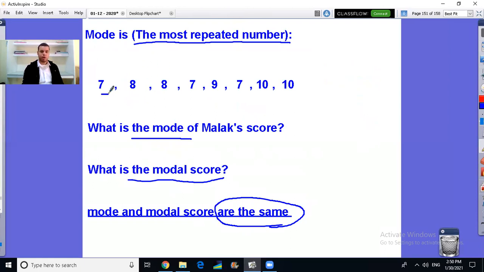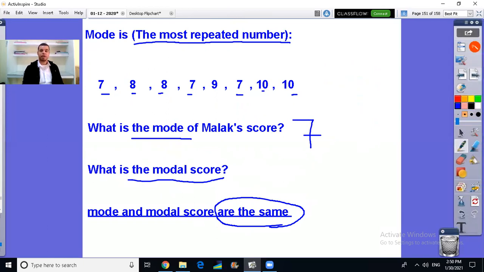I have here 1, 2, 3 sevens. I have 2 eights. I have 2 tens. Mister, it's 7. The mode here is 7. Okay? The most repeated number is 7.